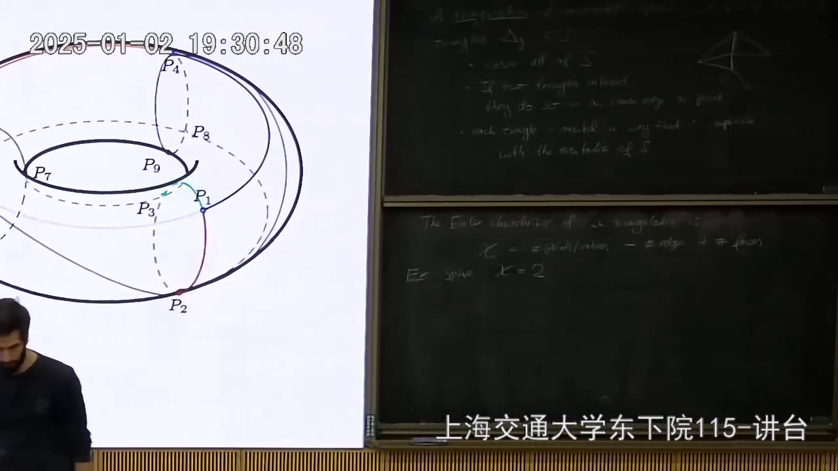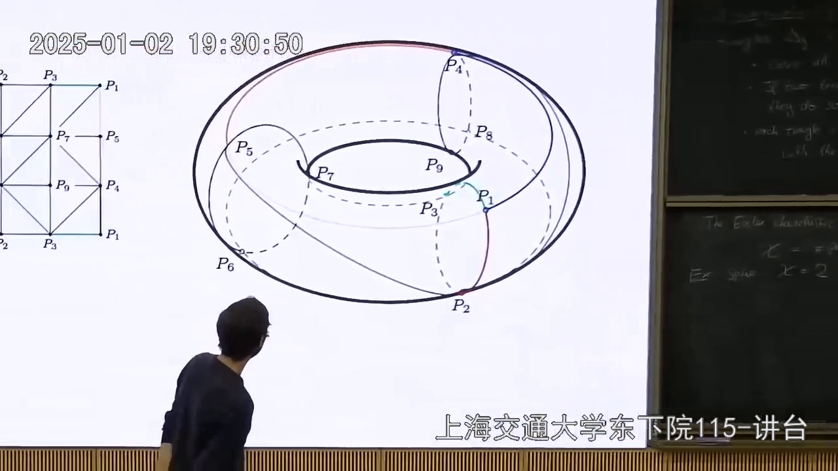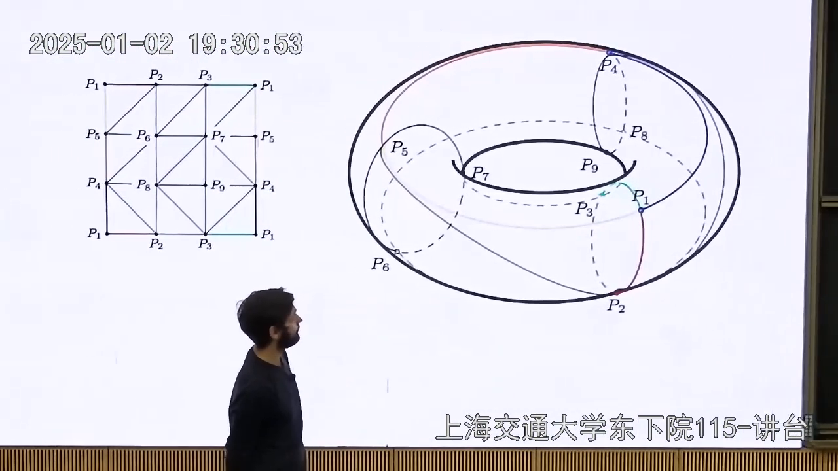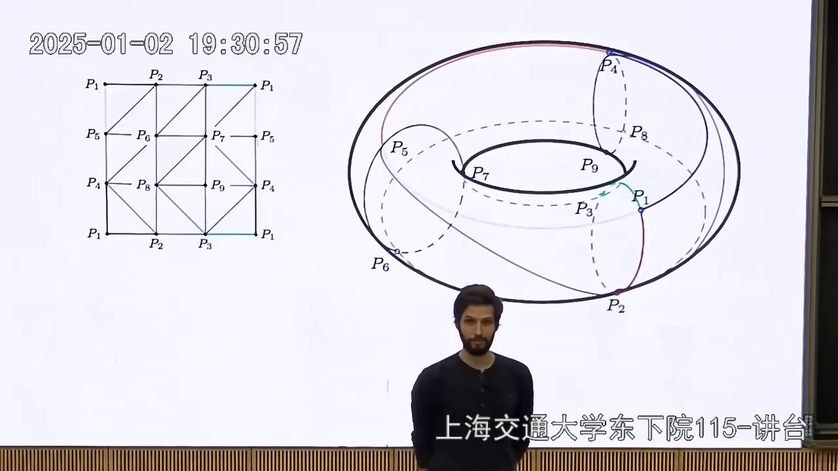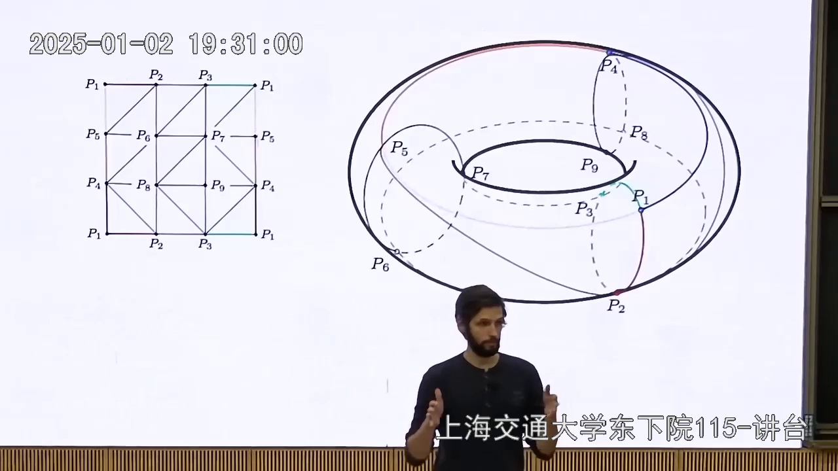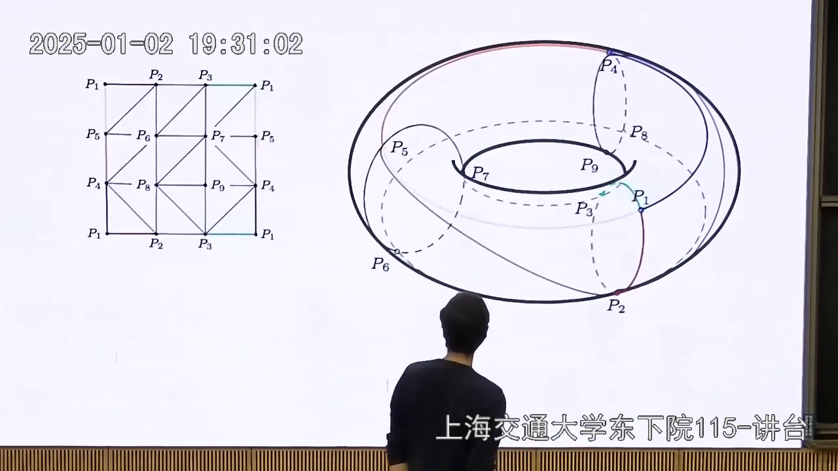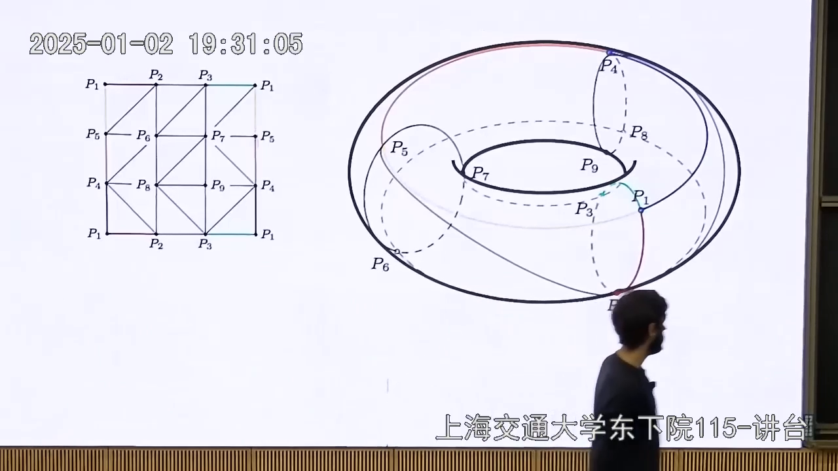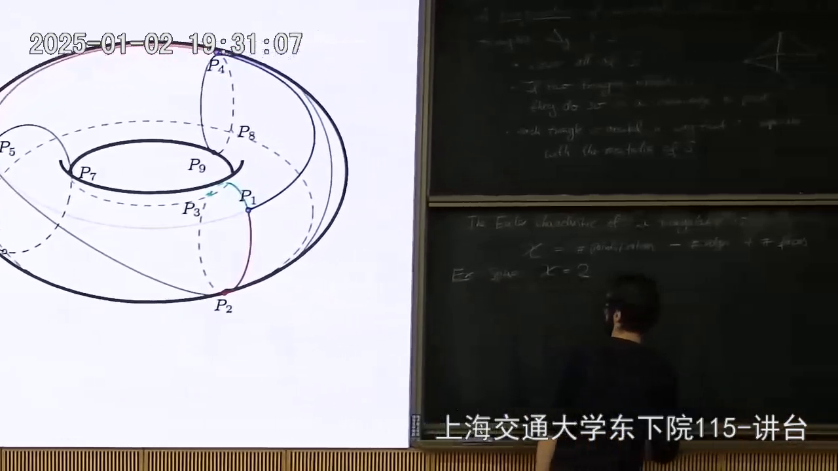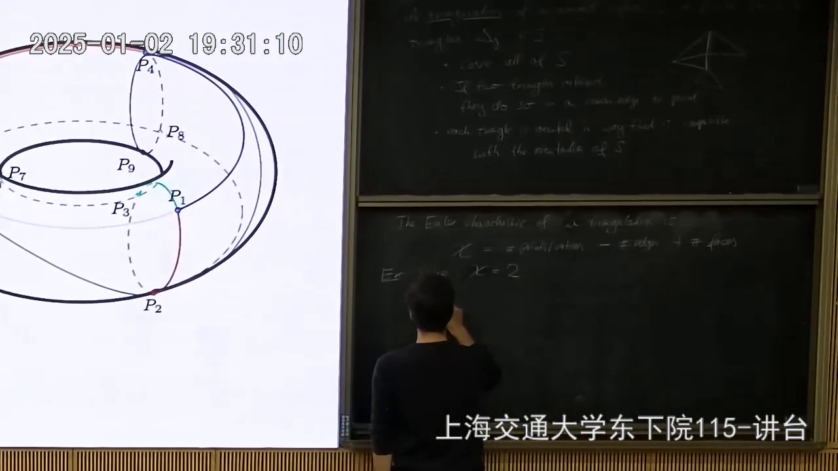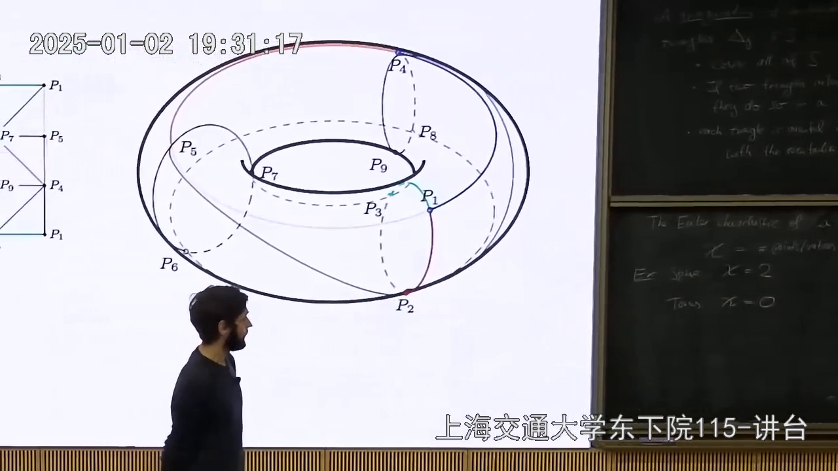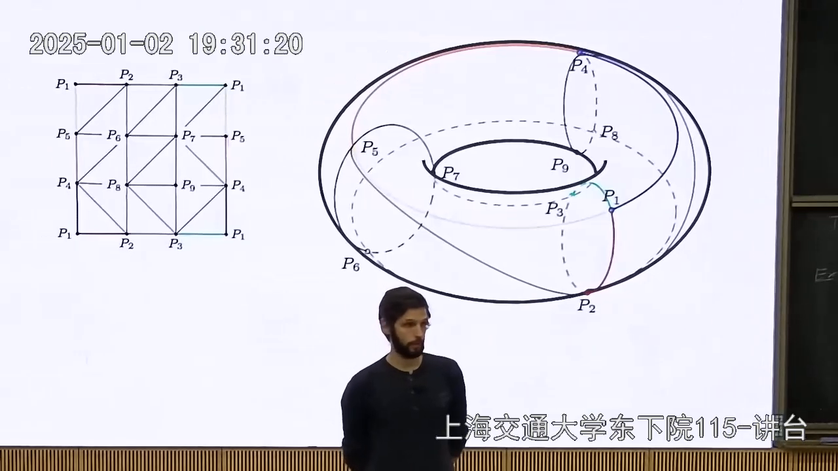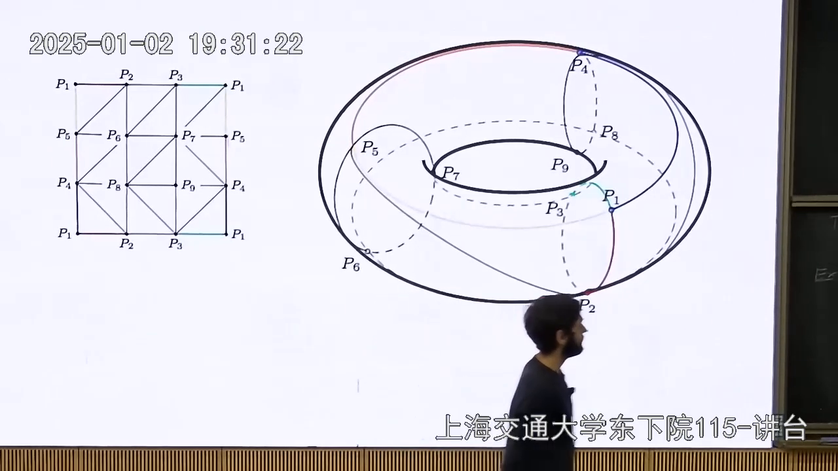And in this case, just because it's a bit easier, we have 9 points. Edges are 27, and then faces, we have 18 faces. So in this case, for the torus, we end up with 0.